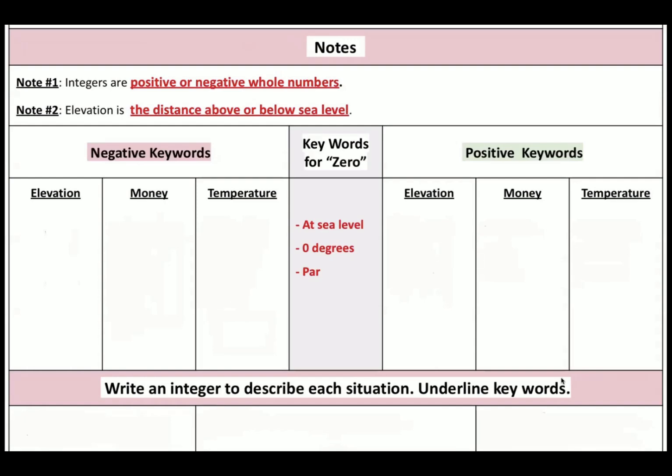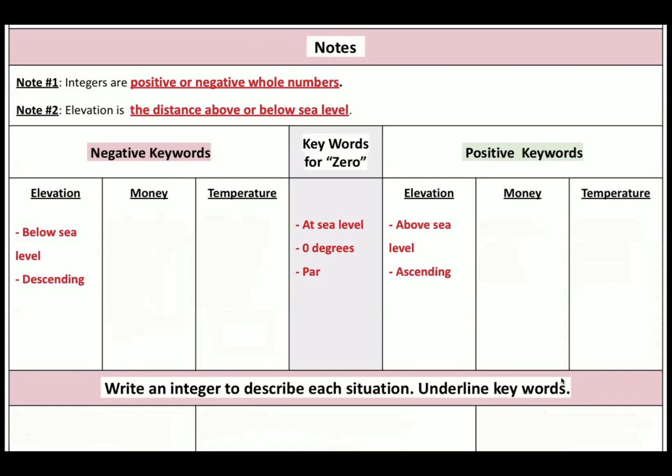Now let's focus on elevation first, under negative. Some key words for elevation that are negative are below sea level and descending, going down. Elevation positive keywords are above sea level and ascending, going up. Remember, you can always pause the video if you need more time.